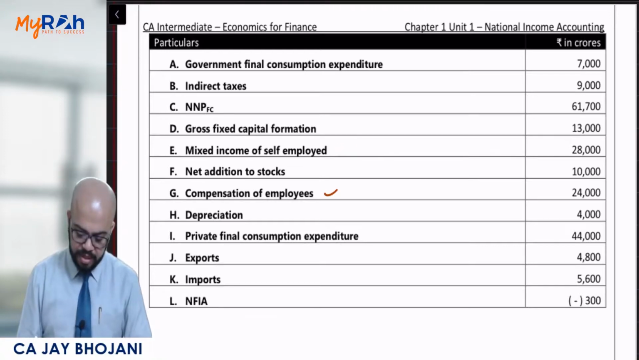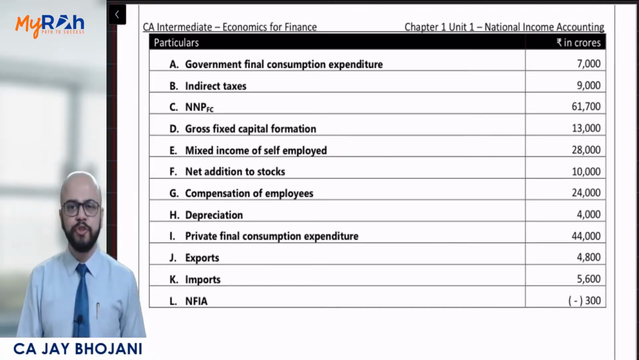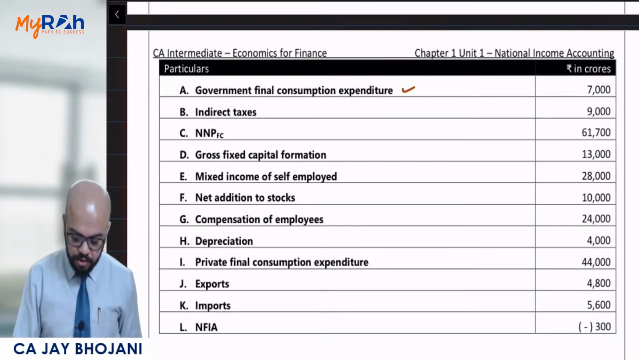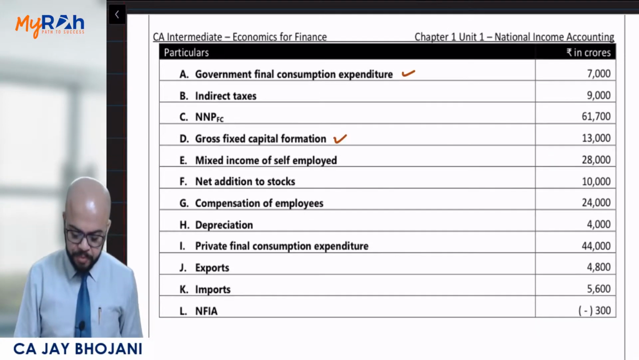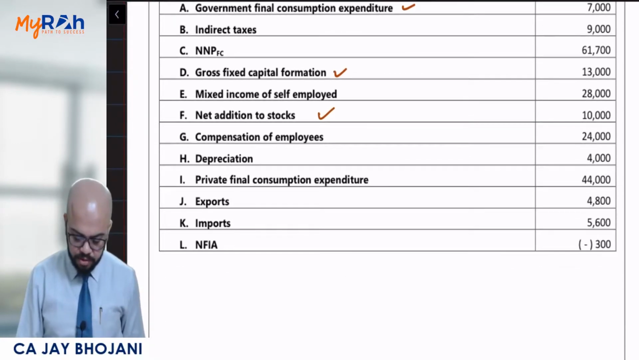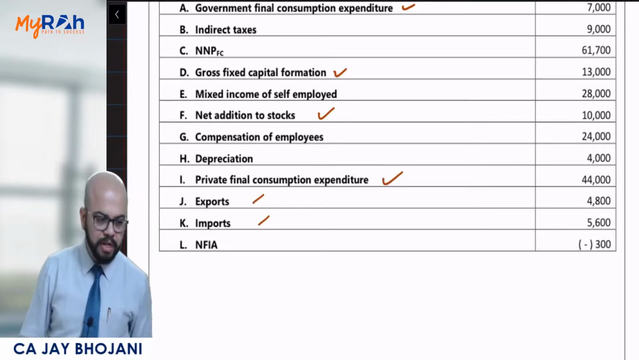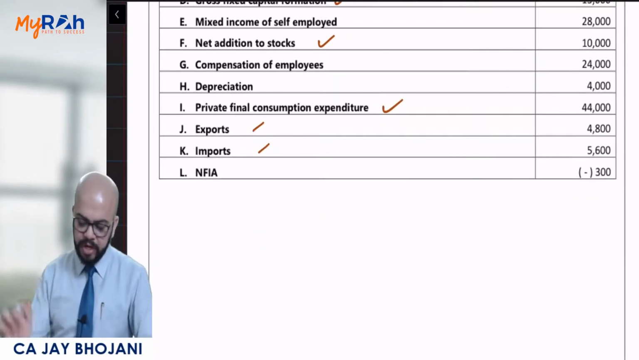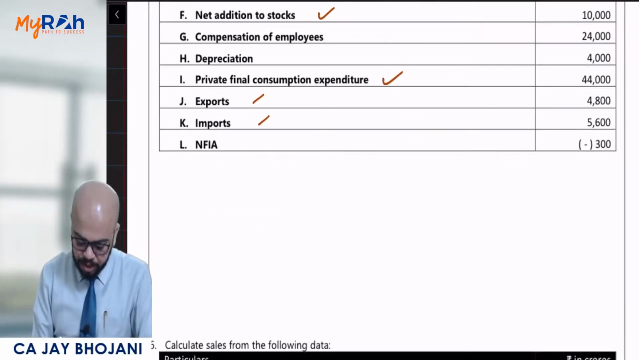Okay, so leave the income method aside. Let's try the expenditure method. For the expenditure method, in order to find out GDP MP, we'll need government final consumption expenditure, GFCE, that is given, gross fixed capital formation is given, then net addition to stocks is also available, PFCE is also given, exports and imports are also given. So I think the expenditure method is best suited here. And now we'll be able to find out GDP MP using the expenditure method.